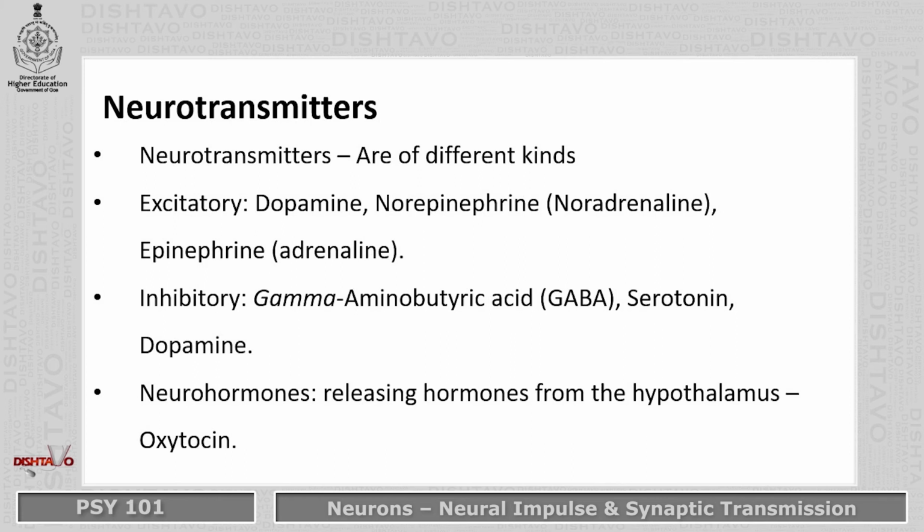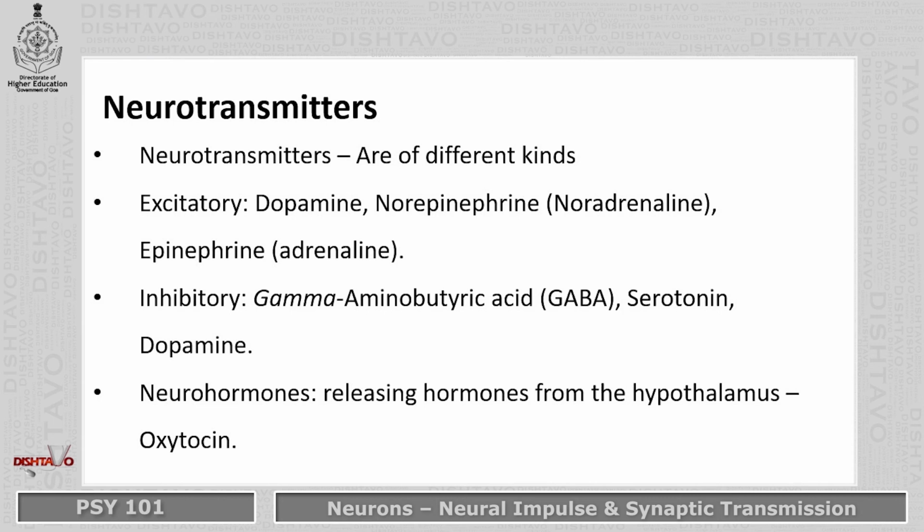There are a few neurotransmitters that you might know of and that are important for you to know. There are several kinds. You have excitatory neurotransmitters, for example, dopamine, adrenaline, and noradrenaline. These neurotransmitters are responsible for arousing the body. That means, like we saw earlier in the previous videos, responsible for the flight or fight position in a threatening life situation. You have also inhibitory neurotransmitters like GABA, serotonin, and dopamine.